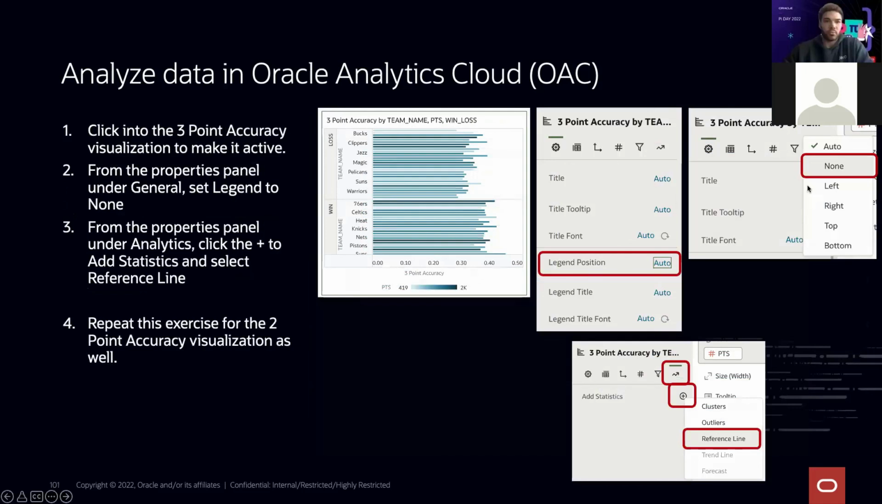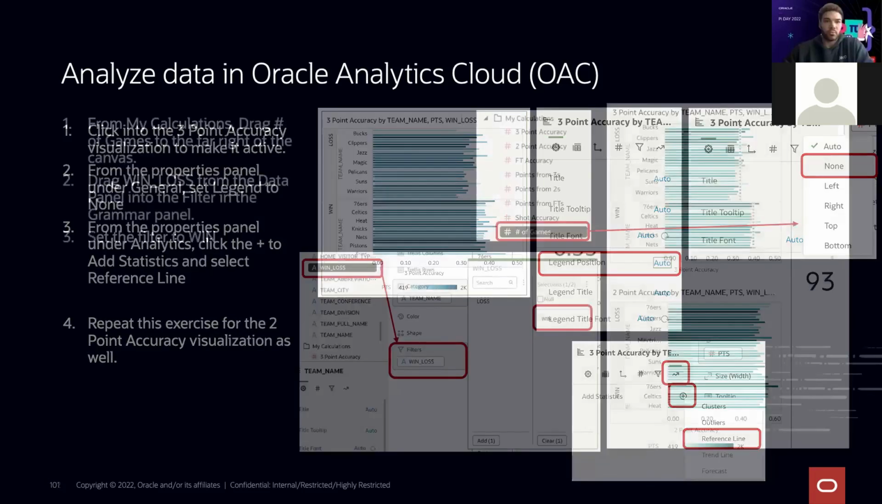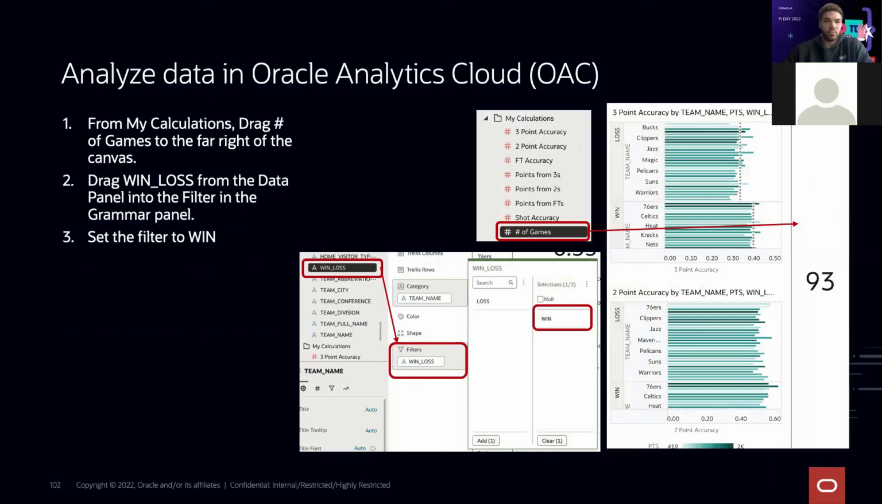I'm going to skip the legend position. That's not as important. But what I do want you to do is, if the visualization is highlighted again, it has to be active. Click on the button here to add statistics, and we're going to add a reference line. What that does is give a nice visualization, which we're going to do again for the 2-point accuracy.